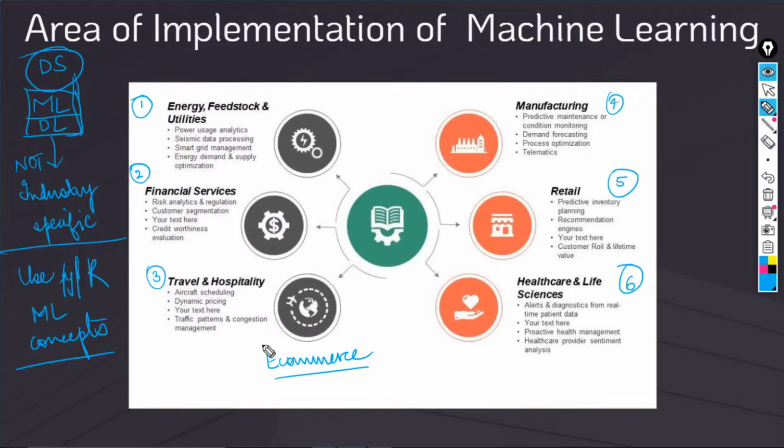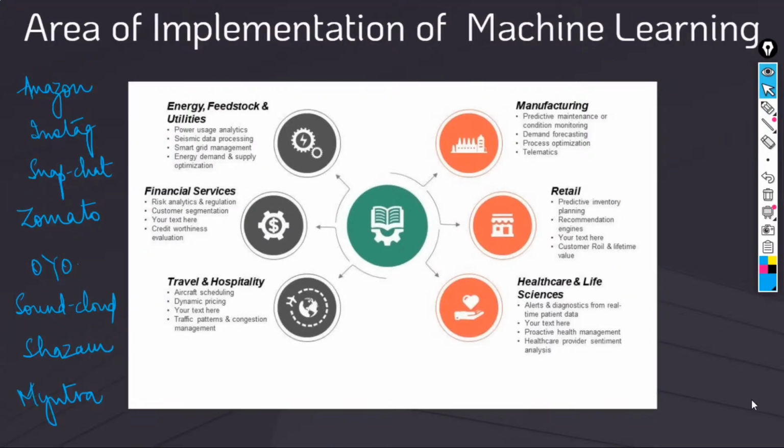Services, for example, when we talk about energy, you have seismic data processing, you have power usage analysis, energy demand and supply optimization. The same is for financial services. Financial services are moreover bank related, right? So here you have credit card worthiness evaluation, your customer segmentation, etc. Then you have travel and hospitality, wherein you have dynamic pricing, aircraft scheduling.